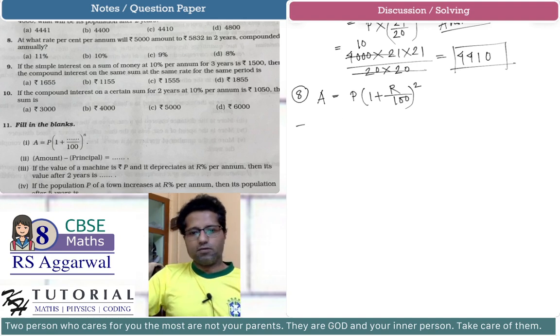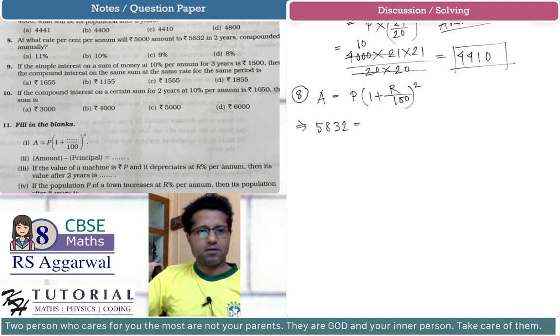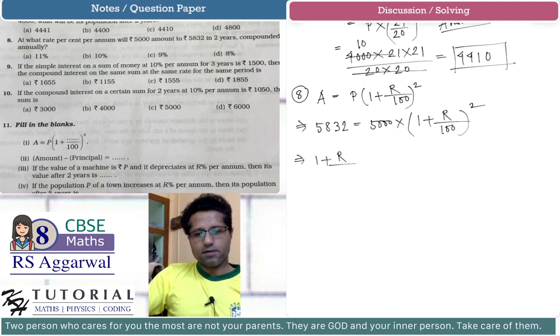Okay, the amount is given to be 5832, and the principal, the sum, is given to be 5000. So we have this. So this implies 1 plus R by 100 square is equal to 5832 divided by 5000.